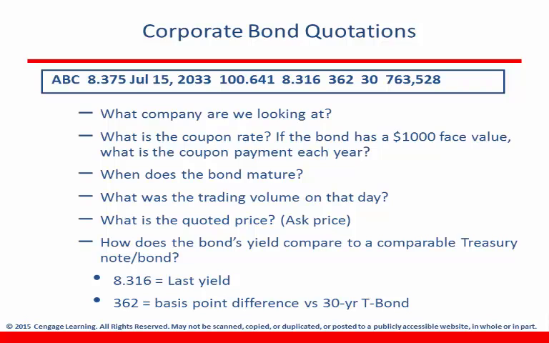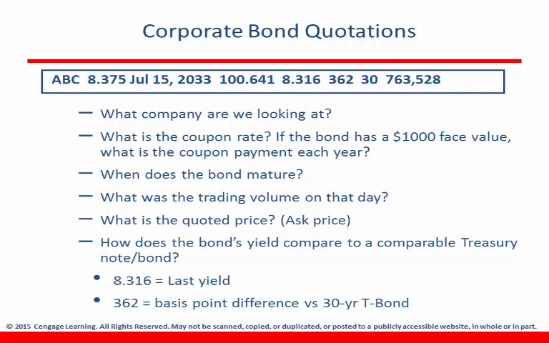Okay, so now that we've gone over a few terms, let's look at a specific bond quote. So what are we really looking at here? What company are we looking at? We're looking at ABC. Now, they may have just used ABC as an example, but that is an actual real company. It's called AmerisourceBergen Corporation. It's in Chesterbrook, Pennsylvania, and it's basically just a drug wholesale company. So, what is the guaranteed interest rate or the coupon rate? Well, that's going to be that next number, your 8.375.